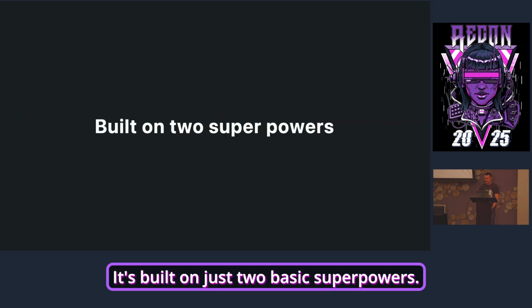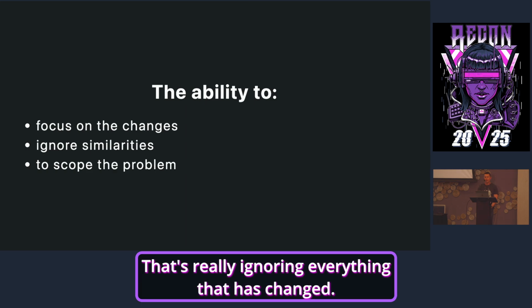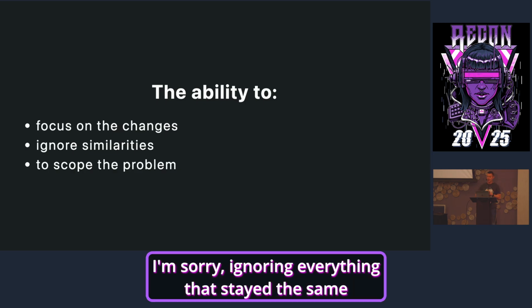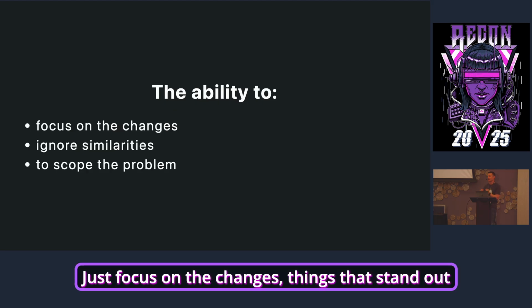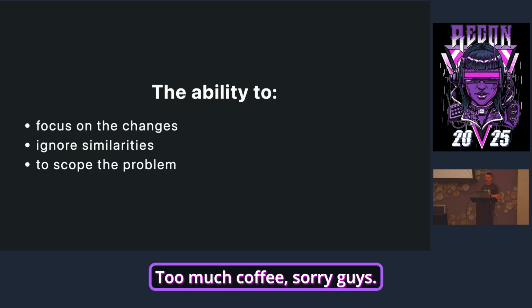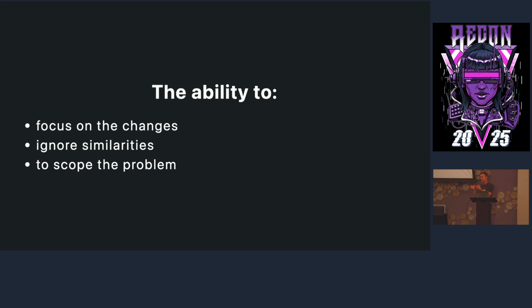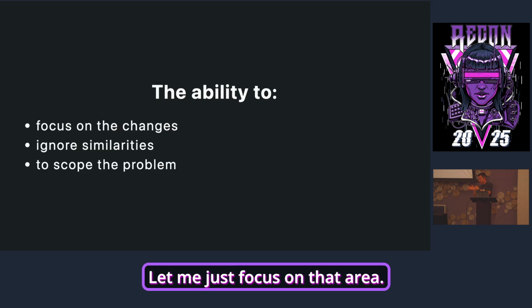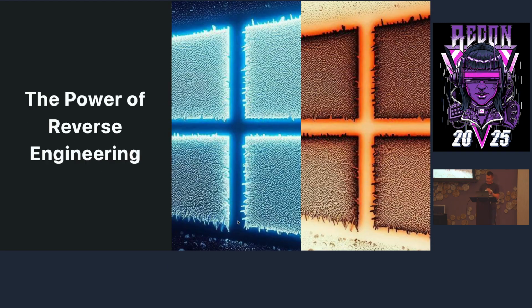It's built on just two basic superpowers. One is the power of diffing. That's really ignoring everything that stayed the same, and just focusing on reversing the changes, the things that stand out and that are different. Too much coffee today. Sorry, guys. And ignoring all the similarities, all the things that have stayed the same, because all you're looking to see is how they fixed the security issue. Let me just focus on that area. And it becomes, again, like a map or a compass to this buggy area of code.